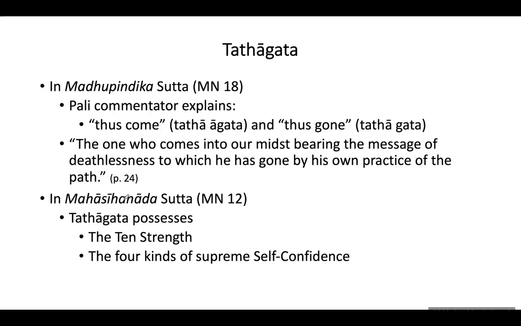And also in the Mahasihanada Sutta, which is Majjhima Nikaya 12, the Tathagata is equipped with virtues such as the 10 strengths and the 4 kinds of supreme self-confidence. So when you read this sutra, the Mahasihanada Sutta, you will find what the 10 strengths are.